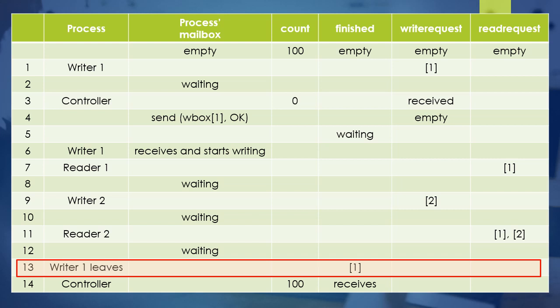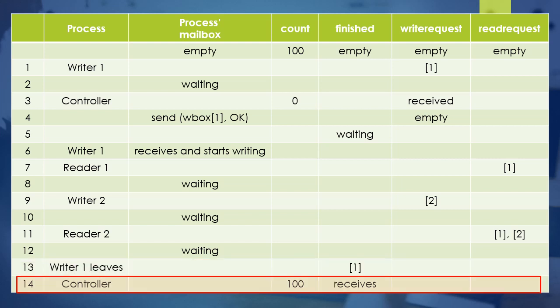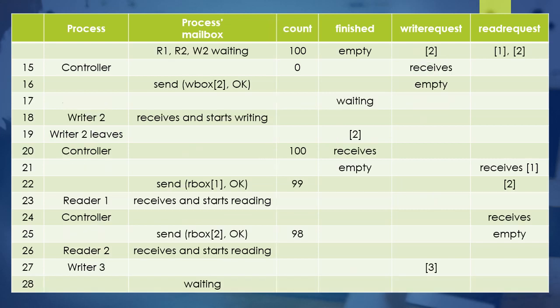Writer 1 completes writing. It puts its ID in a message and sends the message to the finished mailbox. All this time, the controller had been blocked. The message from writer 1 in the finished mailbox unblocks the controller, which sets count back to 100.